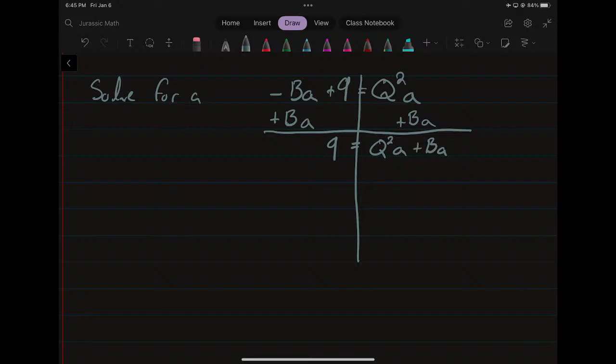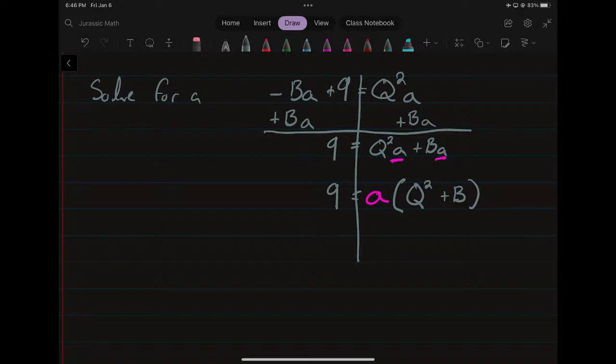Now, from here, I'm going to actually unfactor. Both of these have an A in it, which means I can take an A out and put in parentheses the Q squared and the plus B. I'm only allowed to do that because if I multiply A times Q squared, I get Q squared A, and A times B equals BA. So it is mathematically 100% accurate.